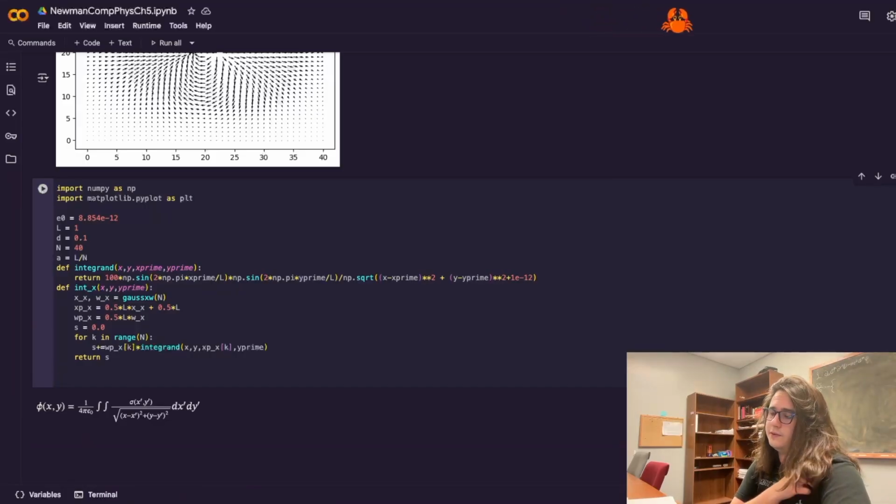Now we need to find a calculation for the phi, the function I'm going to call phi calc, which is just going to take as arguments x and y.